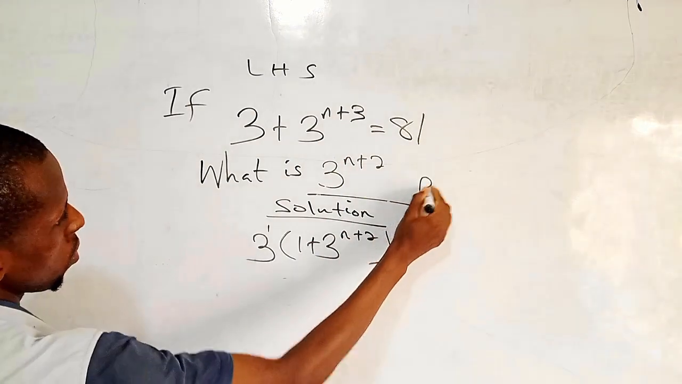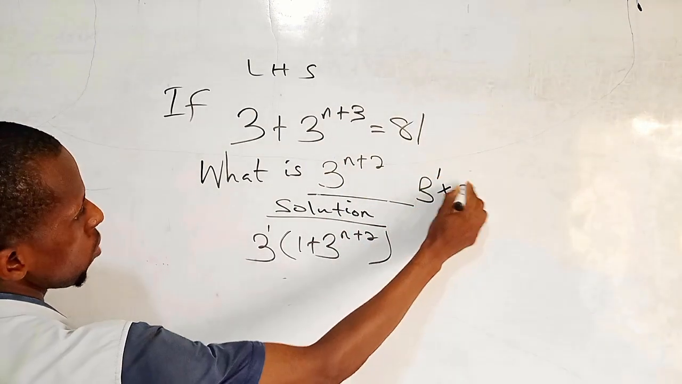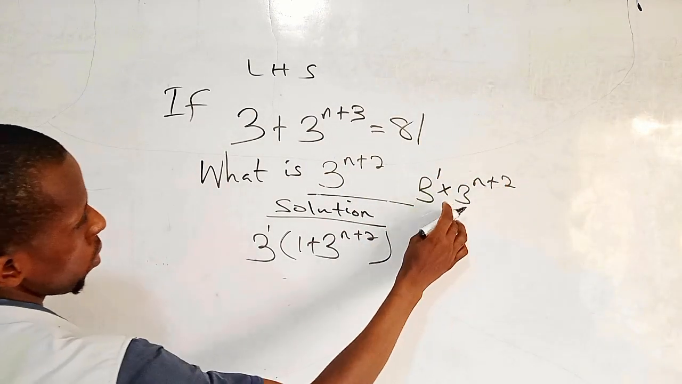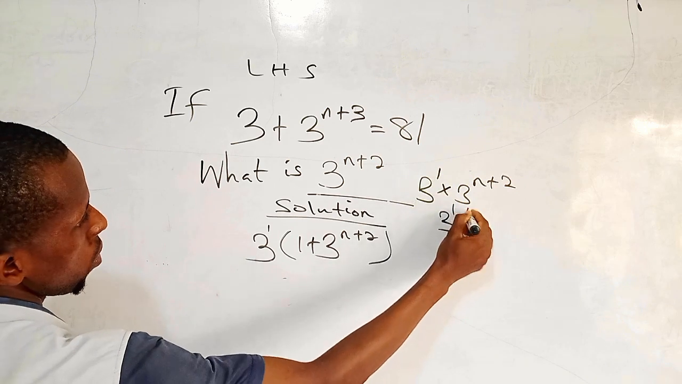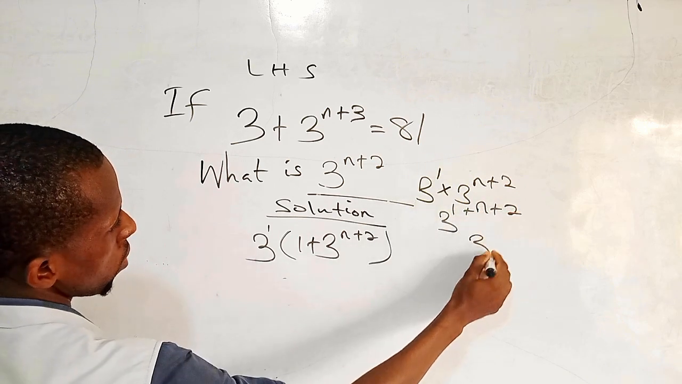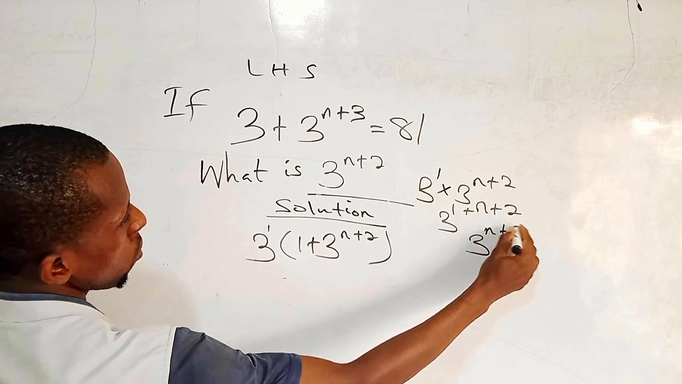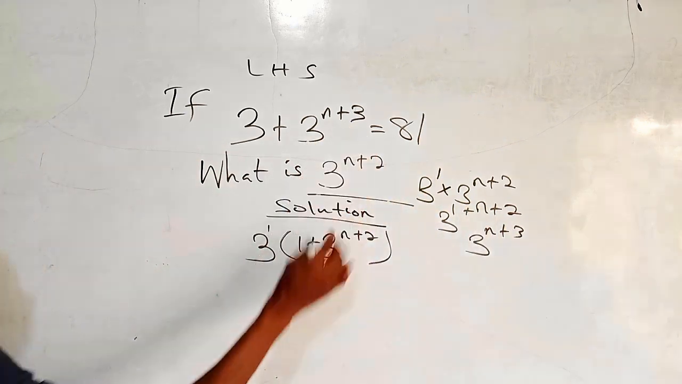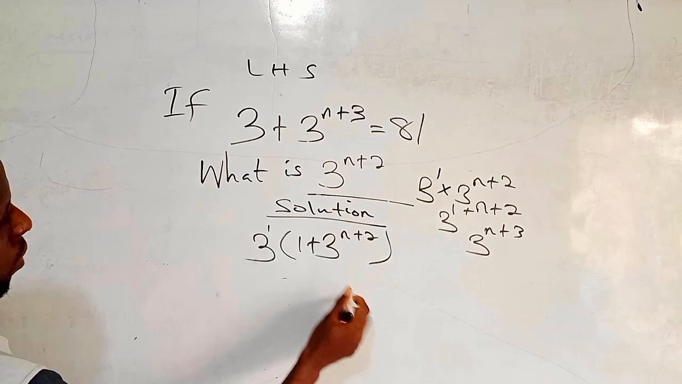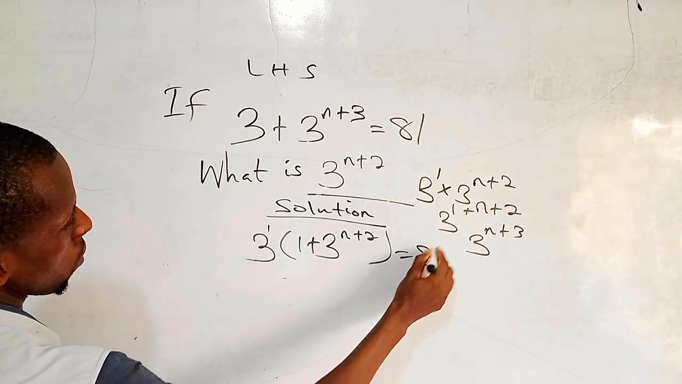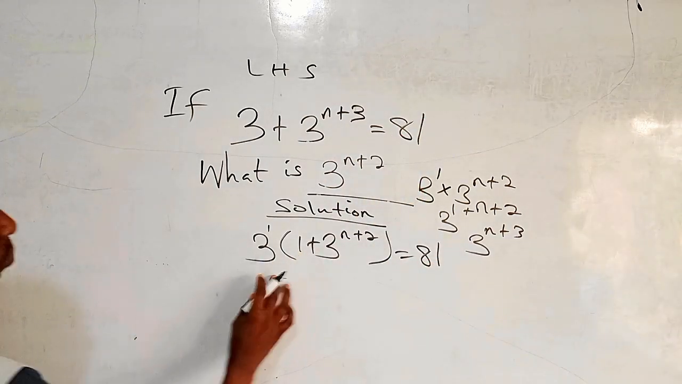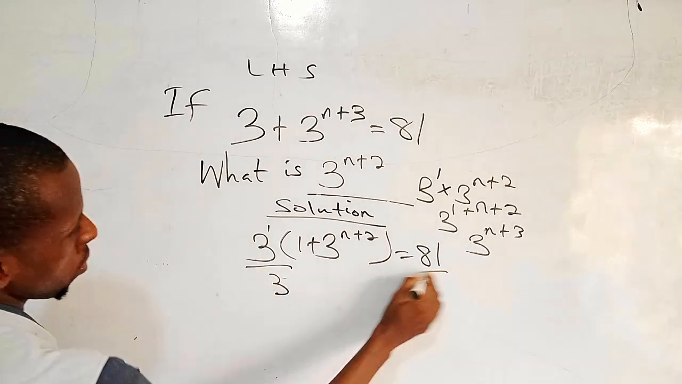So when I say 3 raised to the power 1 times 3 raised to the power n plus 2, by the law of indices I have 1 plus n plus 2, that is 3 raised to the power n plus 3, which is the same as this. So from here I have this equals 81, and I can divide both sides by 3.